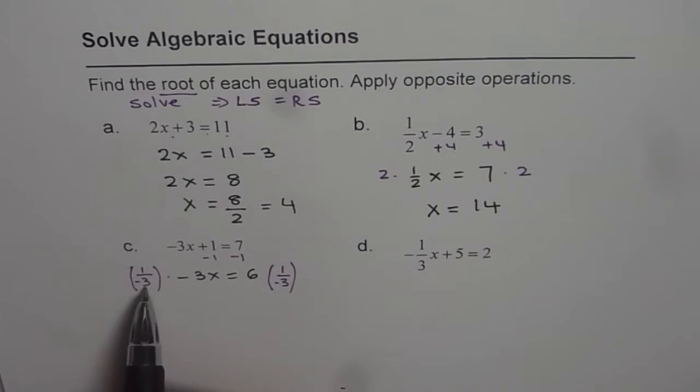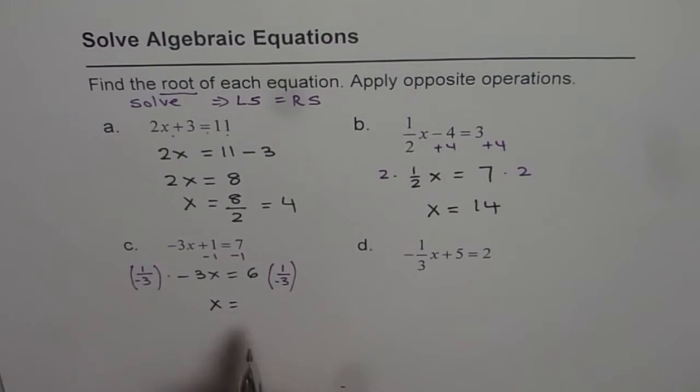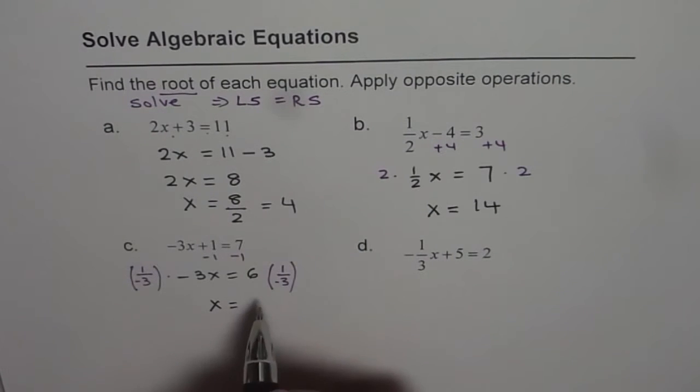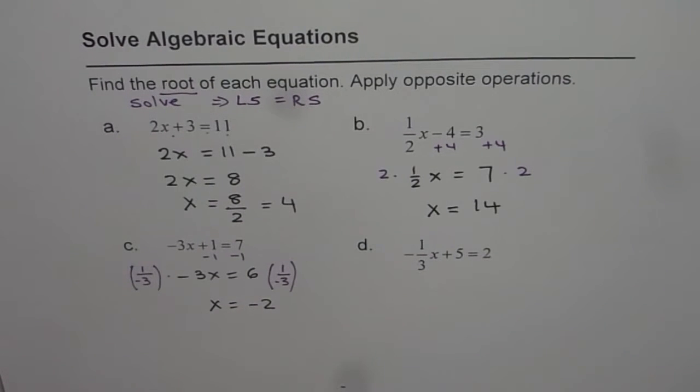Now minus 3 divided by minus 3 is 1, so we are left with x on the left side, and 6 divided by minus 3 is minus 2. So x equals minus 2 is our solution. So that is how we can get the solution. Now, is it the right solution or not? Well, we can check it.